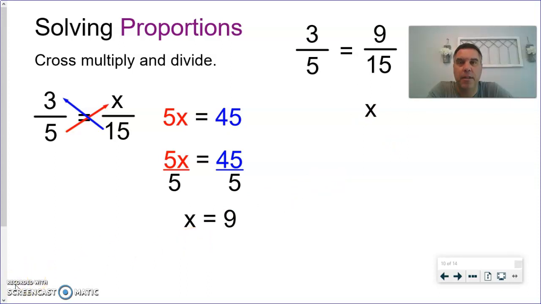And that's it. Now you've got a couple more problems to try on solving proportions. They will not all work out to be whole numbers. Some of them are going to be decimal answers.